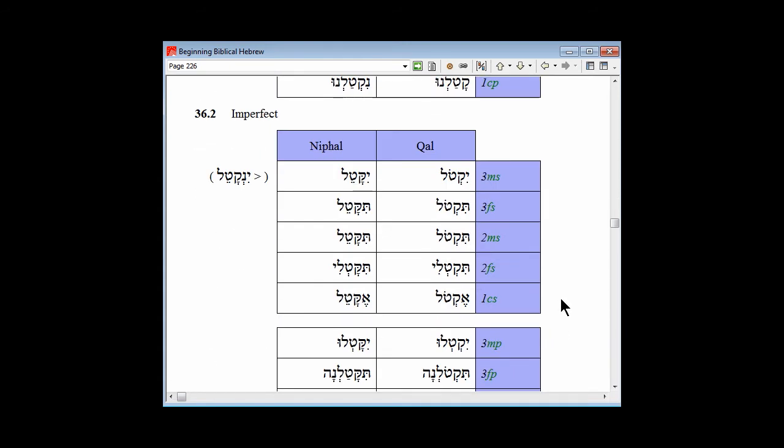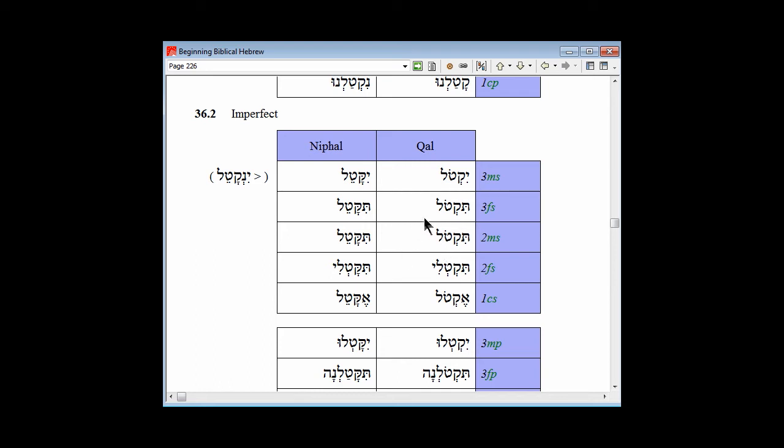Now the imperfect has its own specific pattern, and it's very easy to recognize. Qal, we have yiqtol, tiqtol, tiqtol, and so on. The nifal pattern is yiqqatel. Watch. You have the prefix, and the prefixes are always the same, the imperfect prefix. You have hirik followed by dagesh and then qamets. Hirik, dagesh, qamets. Write it down, memorize it, highlight it, know it well.